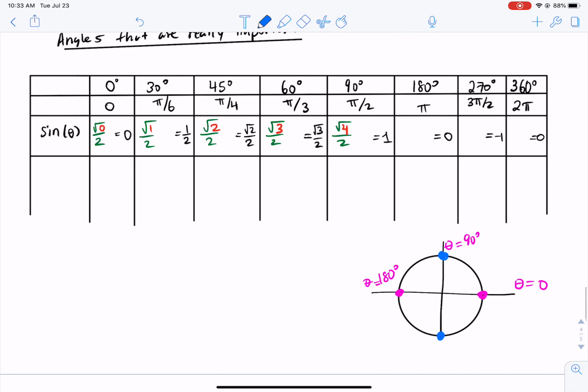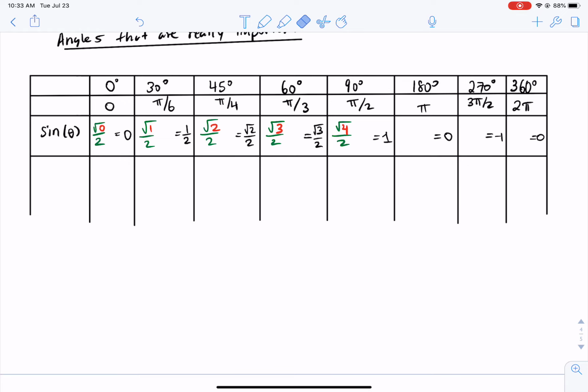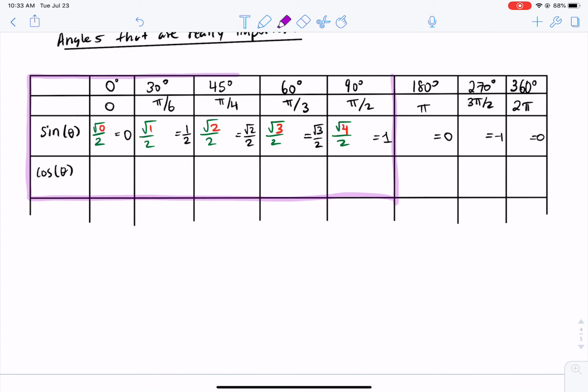But we still have to figure out the cosine. So let me get this out. Cosine. For cosine theta, how are we going to get the values? They run opposite to each other. We call sine and cosine complementary angles. So meaning that, let's focus on these ones. I'm going to highlight just this part right here. There you go. And I'm looking at that. So cosine and sine are going to run like this.